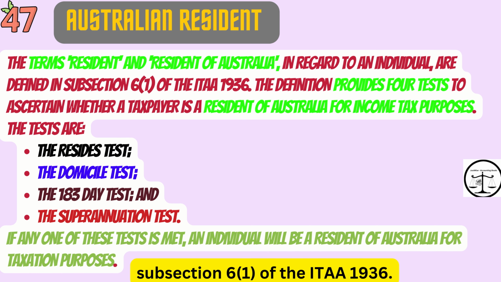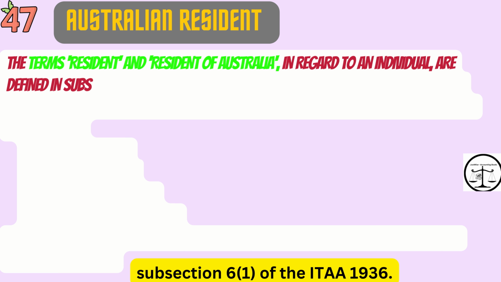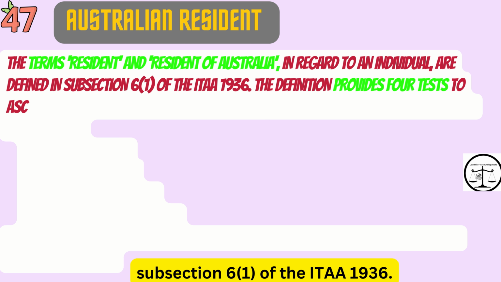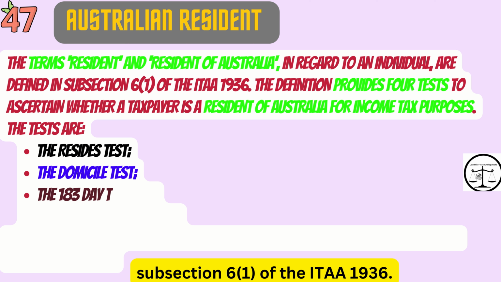Word number 47. Australian resident means a person who is a resident of Australia for the purposes of the ITAA 1936, which states that the terms resident and resident of Australia, in regard to an individual, are defined in subsection 6(1) of the ITAA 1936. The definition provides 4 tests to ascertain whether a taxpayer is a resident of Australia for income tax purposes.